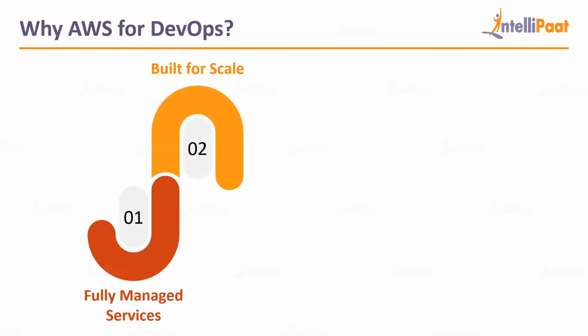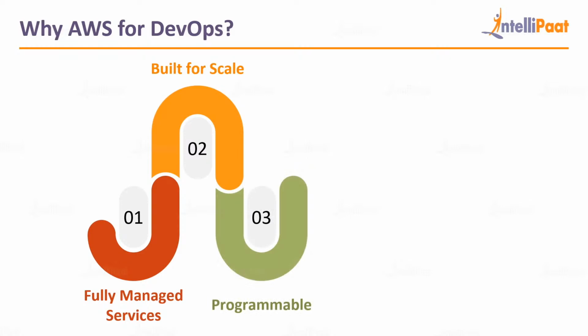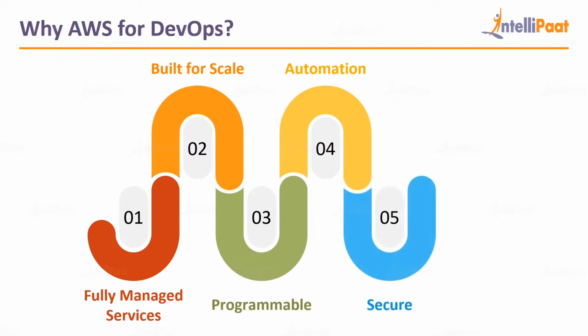Built for scale, so auto scaling is available. You can enable that. Programmable, that is, you can change what you want. For example, if you don't want to build a particular file, you can put that in code. AWS developer tools will read that code and whatever is in that code will be executed. So it is programmable. Automation, yes, that's why we need DevOps. We are automating the software development lifecycle using developer tools provided by AWS. Secure, so AWS obviously invests in cloud security.